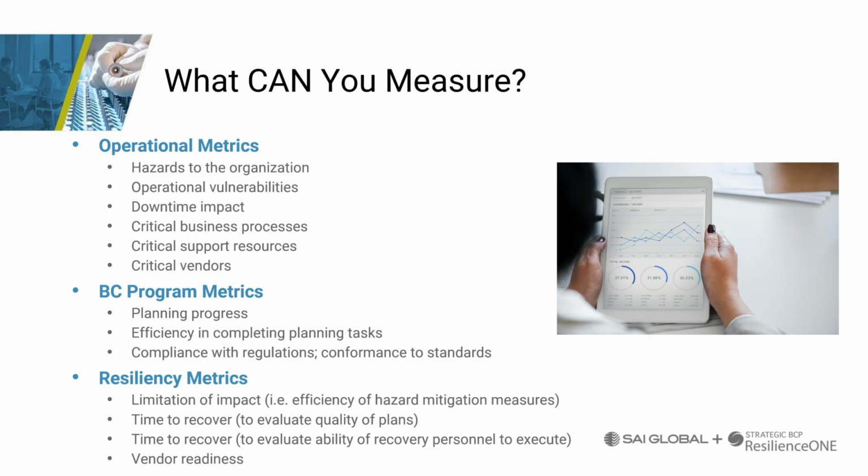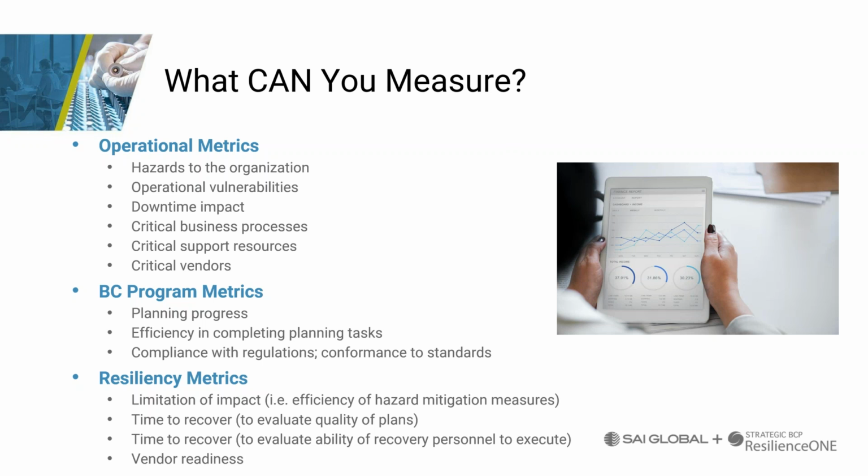So let's go over a couple of these. Operational metrics, hazards to the organization. So this is your typical risk assessment. We look at things like those weather-related incidents, those technology incidents that can happen, the cyber security incidents. What are those different hazards to the organization? How can they affect us? What's the probability, impact, the risk of those occurring? How good are our mitigation measures? We may look at those in our resiliency metrics.